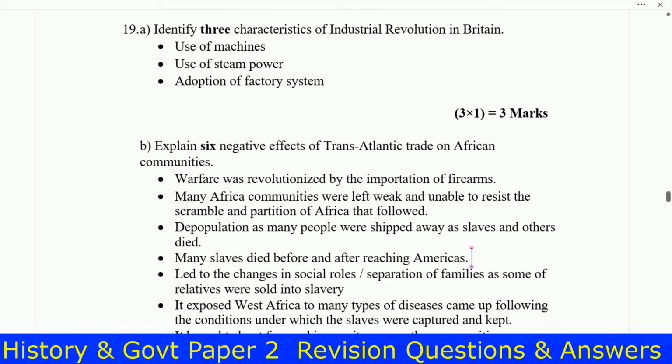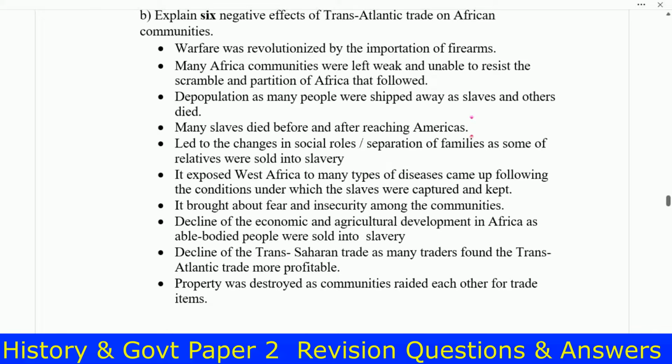Number 19b, explain 6 negative effects of transatlantic trade on African communities. How did the transatlantic trade affect African communities? Number 1, warfare was revolutionized by the importation of firearms. Next, many African communities were left weak and unable to resist the scramble and partition of Africa that followed.